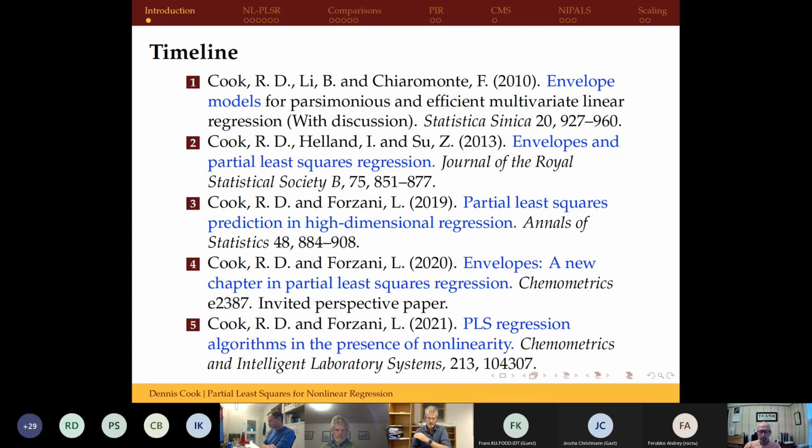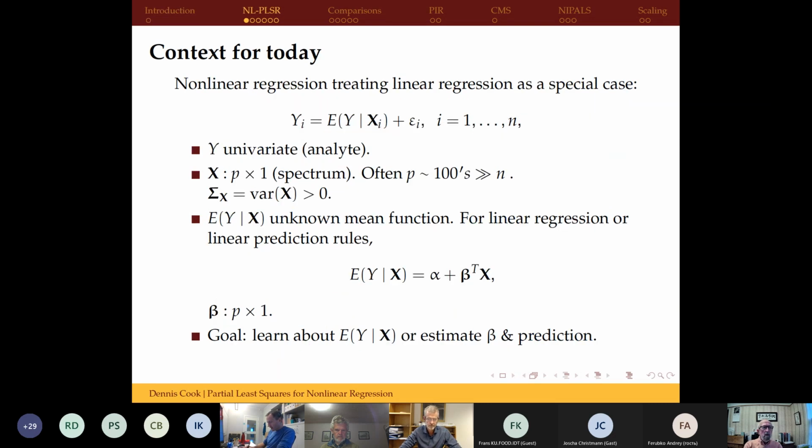To continue with today, then, the context for today is nonlinear regression, and we're going to be treating linear regression as a special case. The general context is simply that we have a univariate response, and we think of that response as its mean function, the expectation of y given the set of predictors x at which it's measured, plus an error.